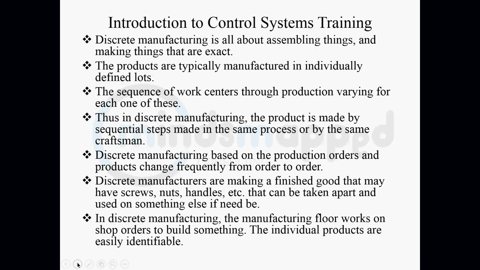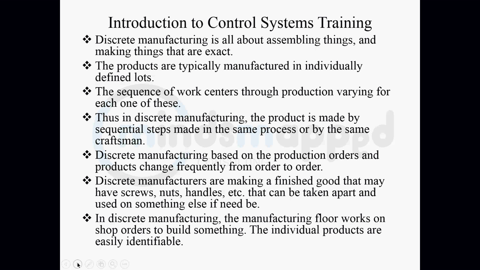Right. So the products are typically manufactured in individually defined lots. Let's say there is one manufacturer that is producing a car, a pickup truck, and maybe some other vehicle as well. So they are going to do it in defined lots. They will have a production line for that product, maybe another production line for their trucks, maybe another production line for something else, right? The sequence of work centers through production varies for each one of these.